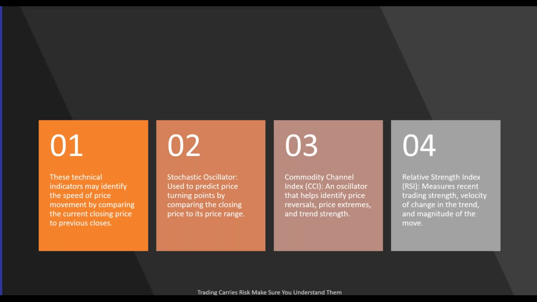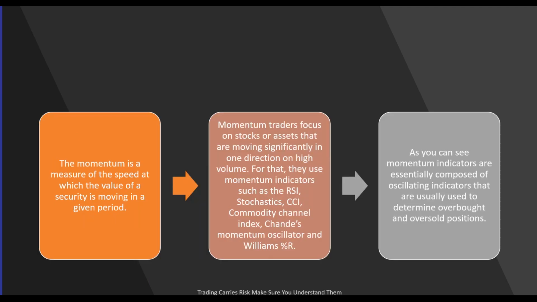Now, these technical indicators may identify the speed of price movement by comparing the current closing price to the previous. So as I said, we have stochastics, and it's used to predict price turning points. We have relative strength index, which measures recent trading strength, velocity of change, and the trend and magnitude of a move. Now, the momentum is a measure of speed at which the value of a security is moving in a period. Momentum traders focus on stocks or assets that are moving significantly in one direction on high volume.